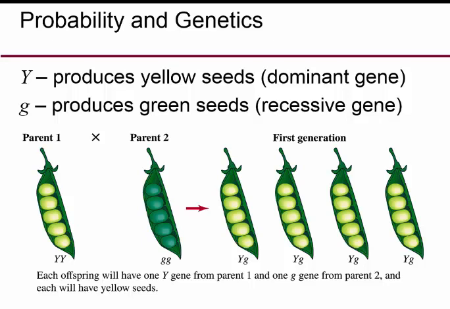Now, here capital Y produces yellow seeds, the dominant gene. Lowercase g produces green seeds. This is a recessive gene. So parent 1 and parent 2. Parent 1 is a YY, parent 2 is a gg. So each offspring will have one Y gene from parent 1 and one g gene from parent 2, and each will have yellow seeds. That's the first generation.